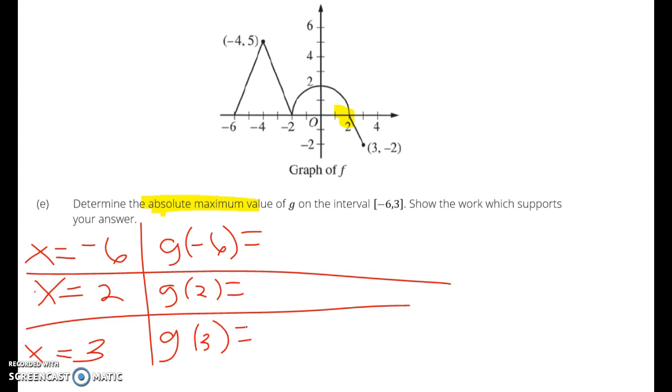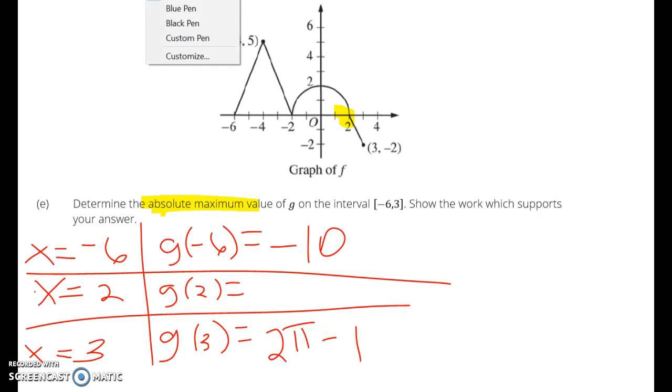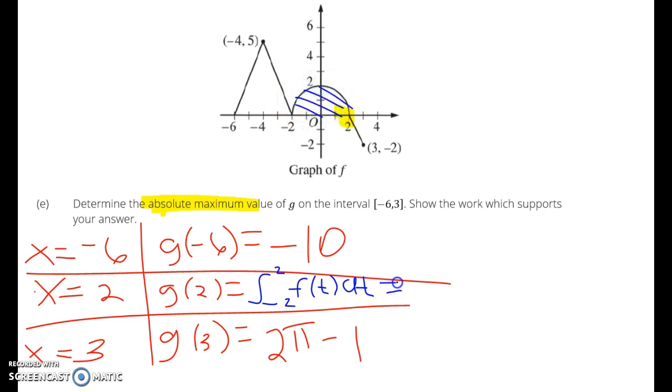Luckily, I found g of -6 in part A, it was -10, and I found g of 3 in part A, which was 2 pi minus 1. So the only real work for me to do here is to compute the value of g of 2. That's the integral from -2 to 2 of f of t. When I look at my graph, that's just this semicircle right here. Area is half of pi r squared, so I'm getting an answer of 2 pi.